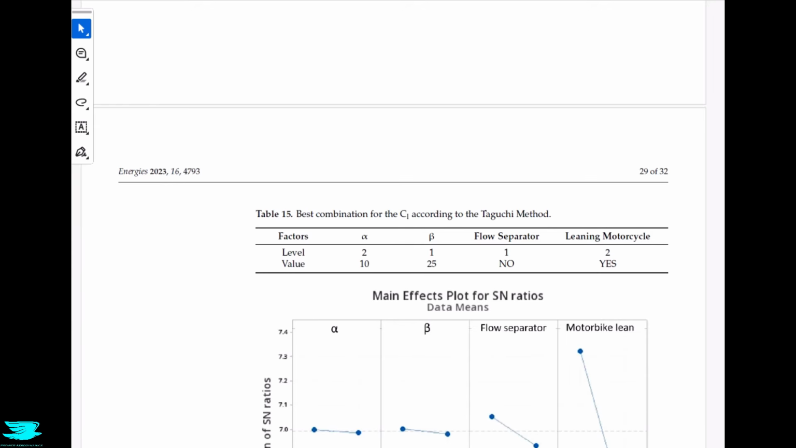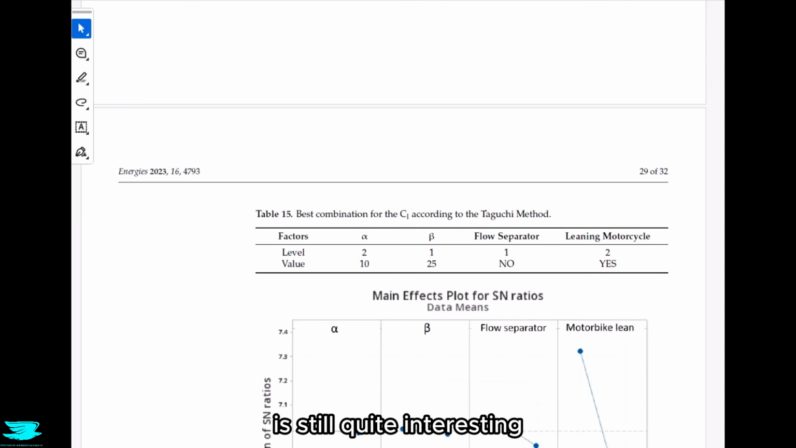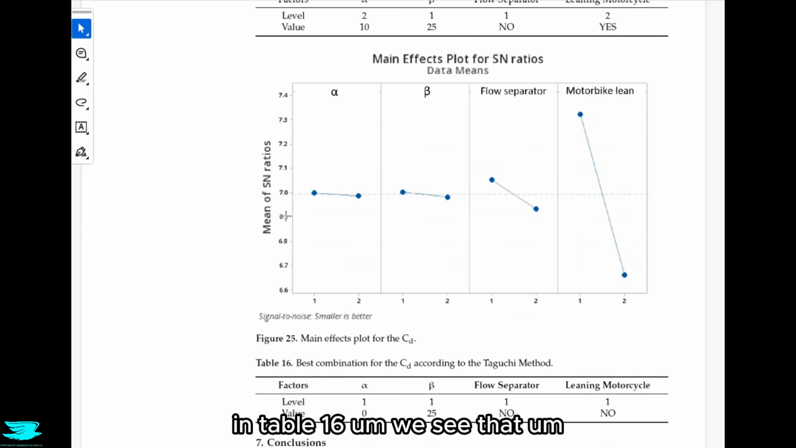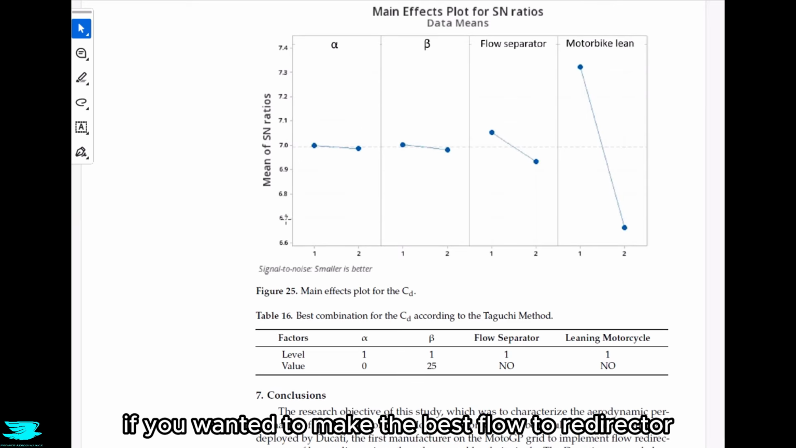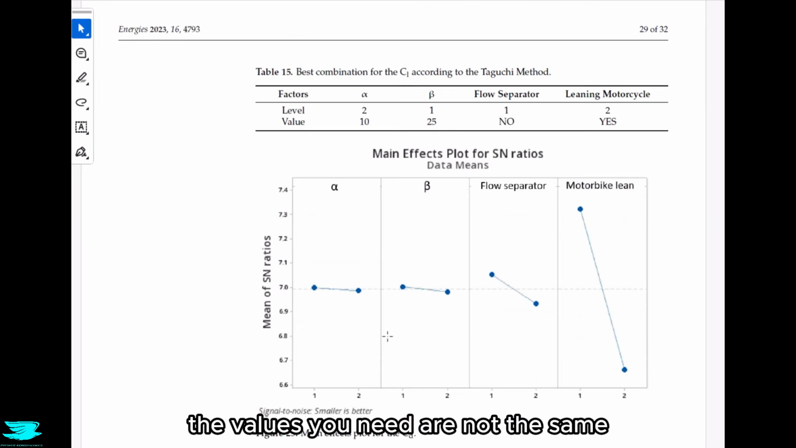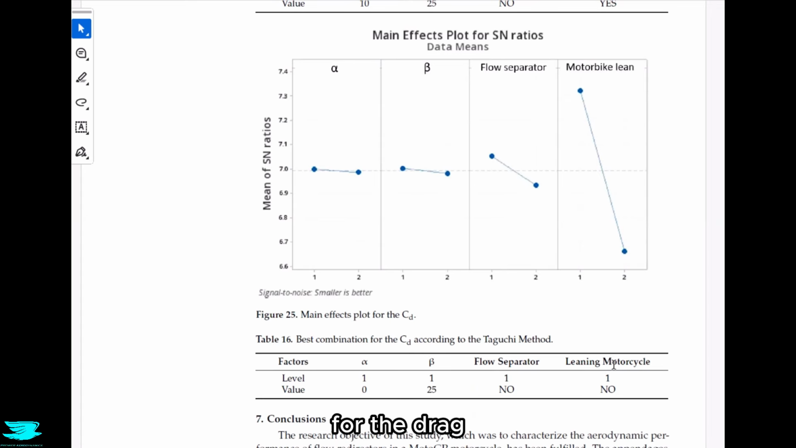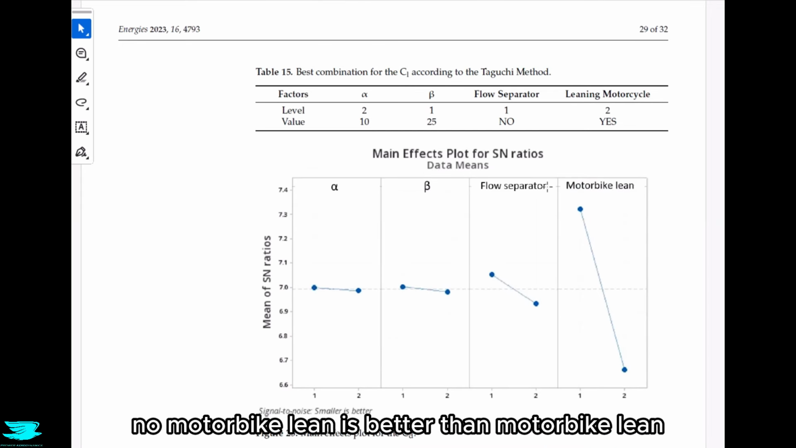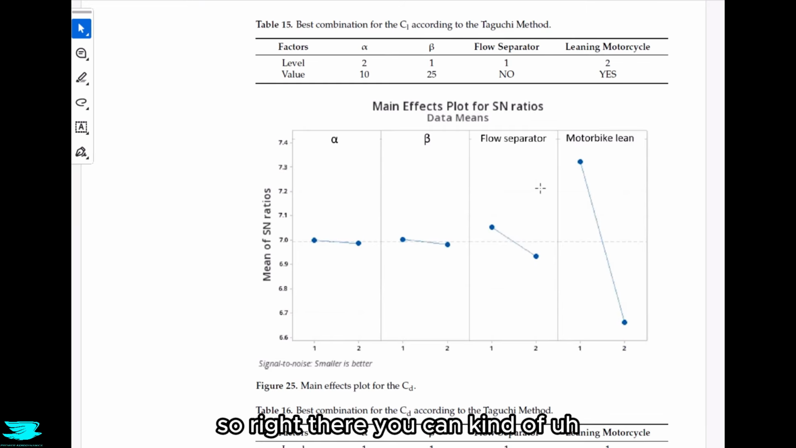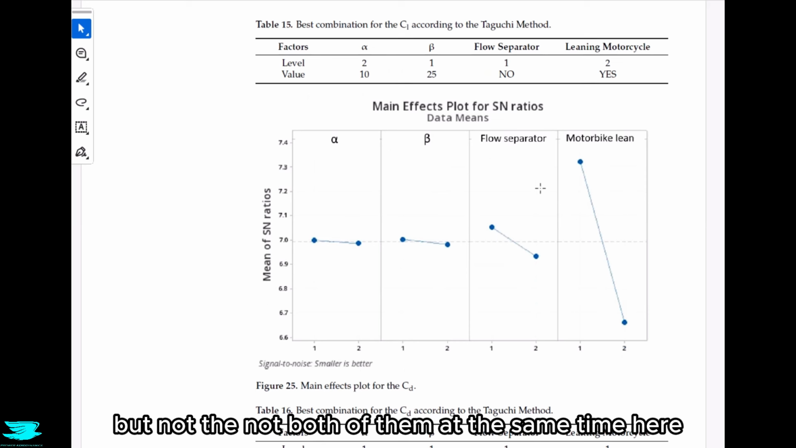As for alpha and beta, that's a little bit more abstract to me, and the fact that they have different effects is still quite interesting, which we can't really see why here. Anyway, in Table 16, we see that if you wanted to make the best flow redirector to reduce the drag, the values you need are not the same compared to the lift coefficient. Some are, some aren't. So for example, for the drag, no motorbike lean is better than motorbike lean, whereas for the lift coefficient, you want to have the motorbike leaning. So right there, you can kind of choose between having lower drag or lower lift, but not both of them at the same time here.